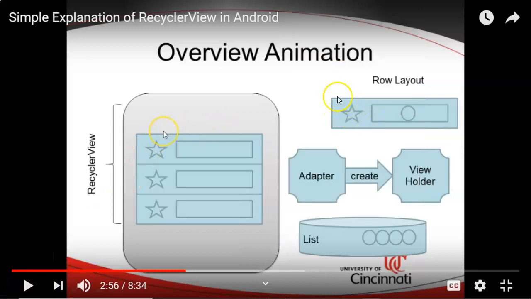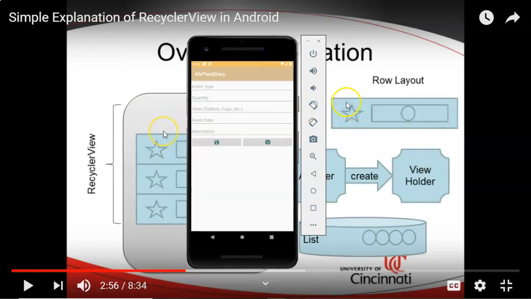First, remember that the row layout is going to be repeated in the recycler view, one for each item in a list. In our case, we're going to show two things in the row layout: a picture that we take, if available. If not, we'll just put in a dummy image. And then also a text representation of this event that we have created. Let's start by making that row layout.